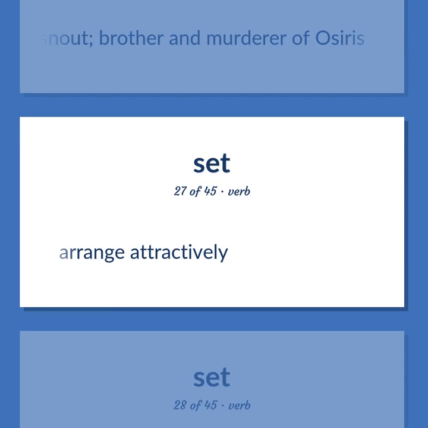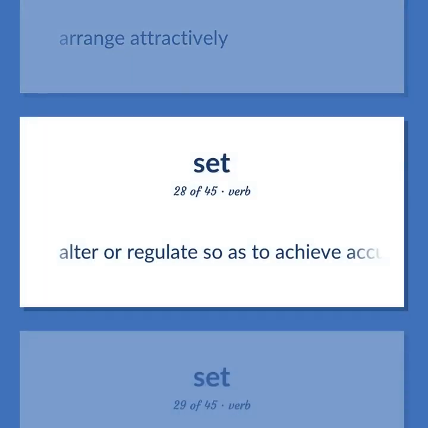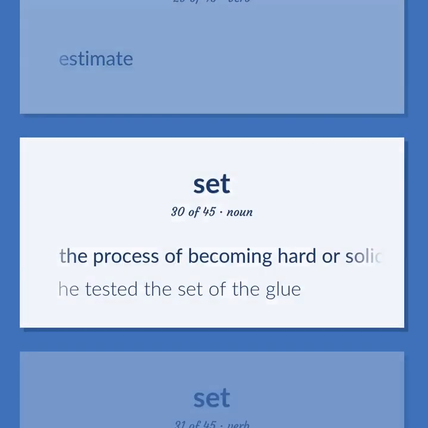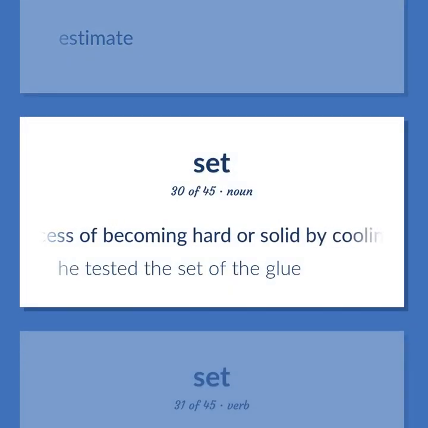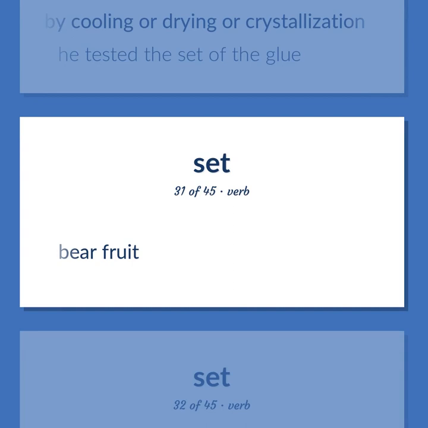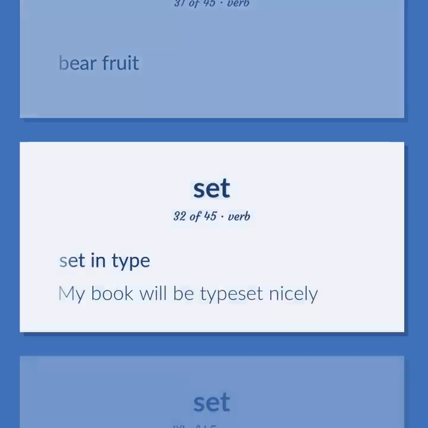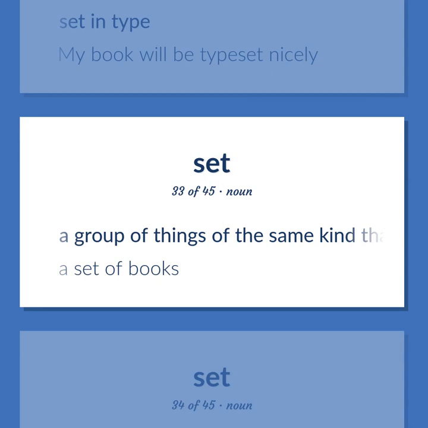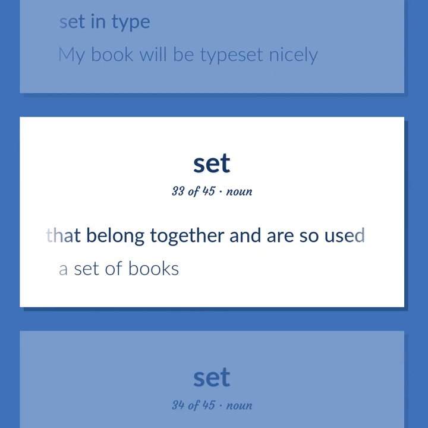Arrange attractively. Alter or regulate so as to achieve accuracy or conform to a standard. Estimate. The process of becoming hard or solid by cooling or drying or crystallization. He tested the set of the glue. Bear fruit. Set in type. My book will be typeset nicely. A group of things of the same kind that belong together and are so used. A set of books.